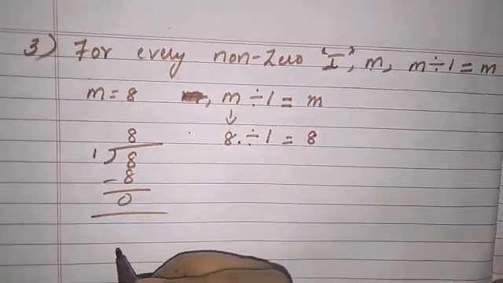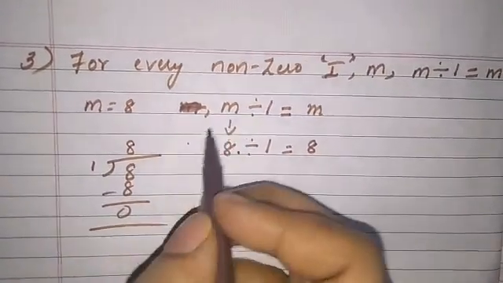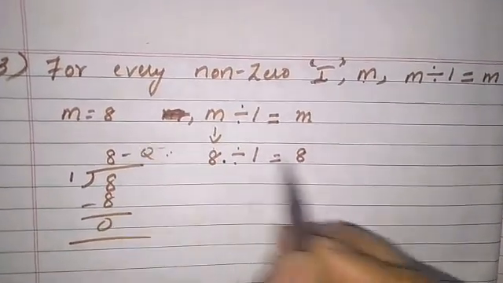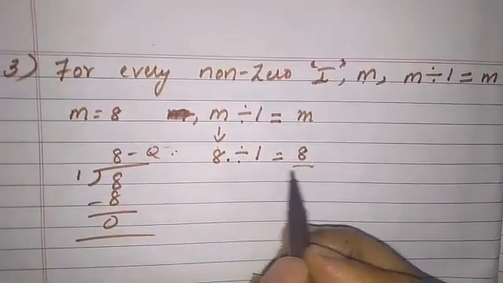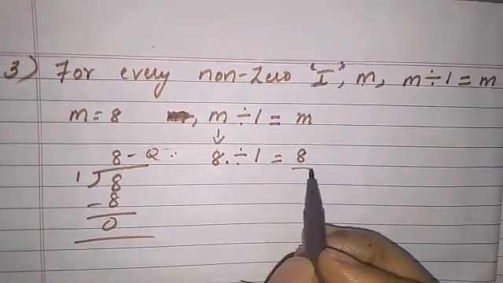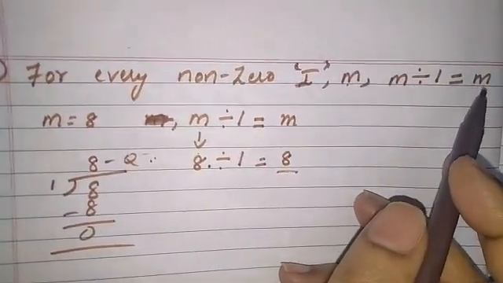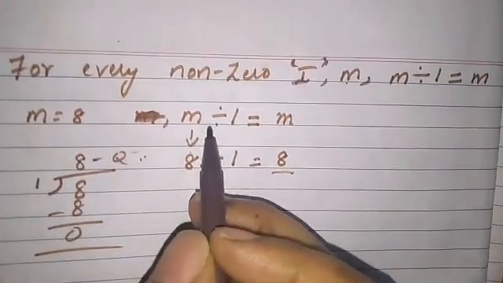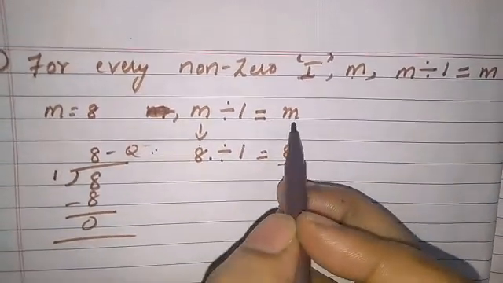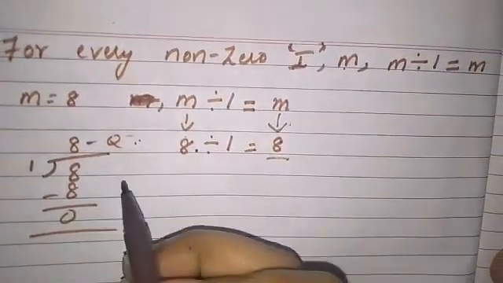I've got a remainder 0. So what is the quotient that I got here? The quotient is 8. So 8 divided by 1 has given me 8. So m divided by 1 will give you m. Taking the value of m to be 8, I have got it to be 8.